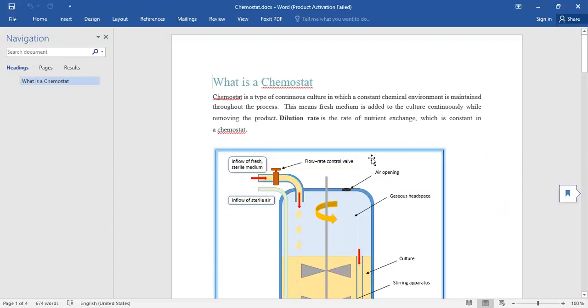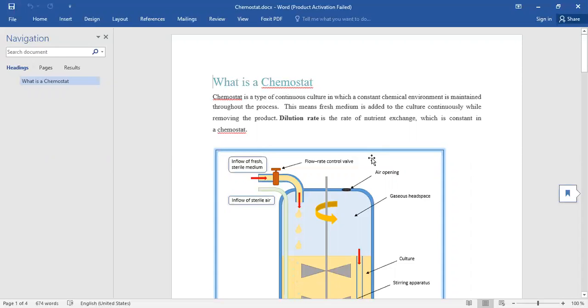We know what continuous culture is. Continuous culture is a culture method in which we add the medium, we add the culture, and we take out the product at regular times. In continuous culture, chemostat is one of the terms used.